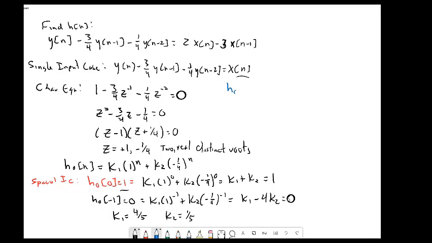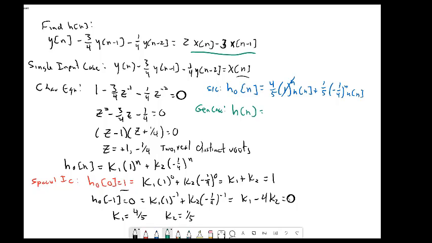So we find that our h0 of n, this single input case unit sample response, is 4/5 times 1 to the n u of n plus 1/5 times minus 1/4 to the n u of n. And 1 to the n is just 1, so we can even get rid of that, which makes our general case h of n, according to this, 2 times the single input case version minus 3 times a delayed version of the single input case version.